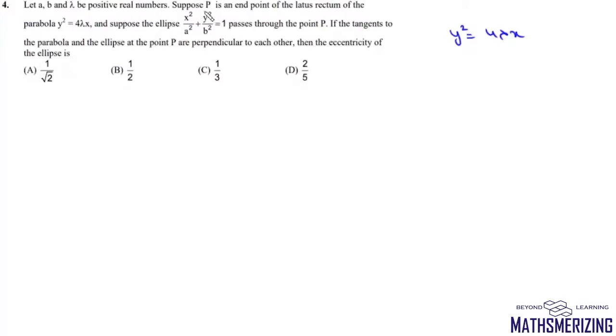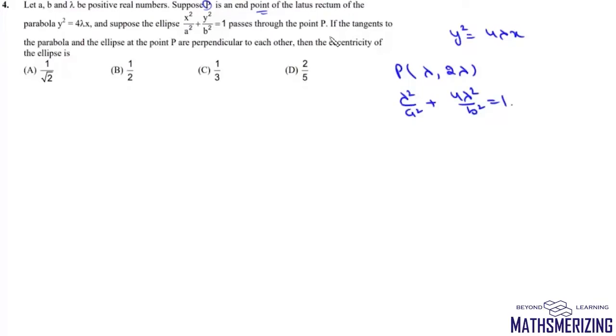Now for this parabola, this point P is the end point of latus rectum. So we know that the end points of latus rectum for a parabola are a comma 2a. So we'll write this as lambda comma 2 lambda. Now it says this point P also lies on this ellipse. So we'll get this condition that lambda square upon a square plus 4 lambda square upon b square must be equal to 1.